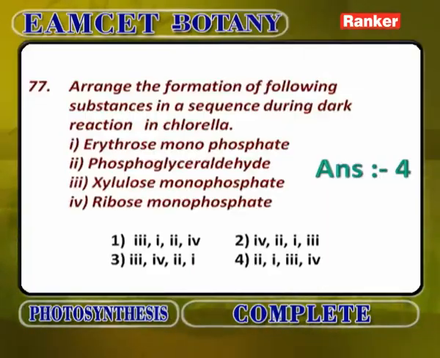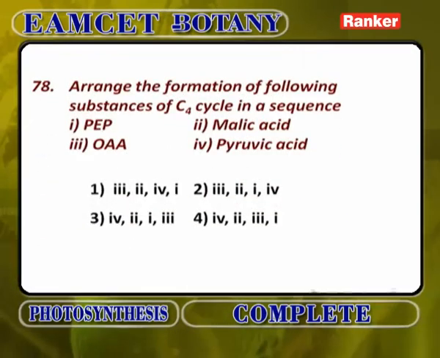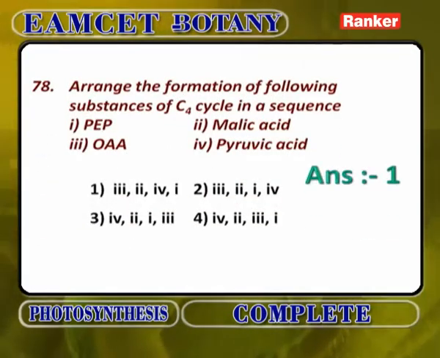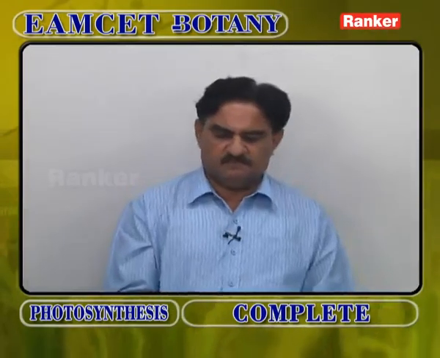Phosphoglyceraldehyde, erythrose monophosphate, xylose monophosphate, and finally ribose monophosphate. Fourth option. Arrange the following formation of substances in the C4 cycle in a sequence.